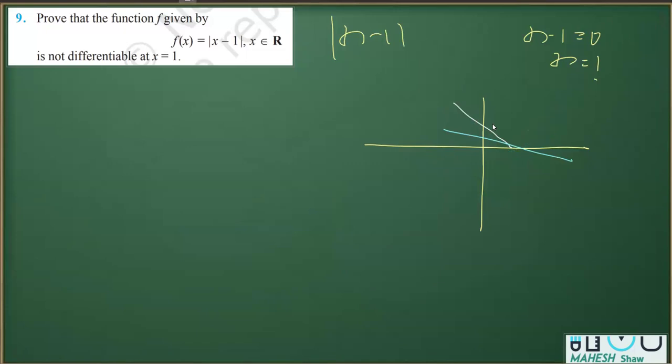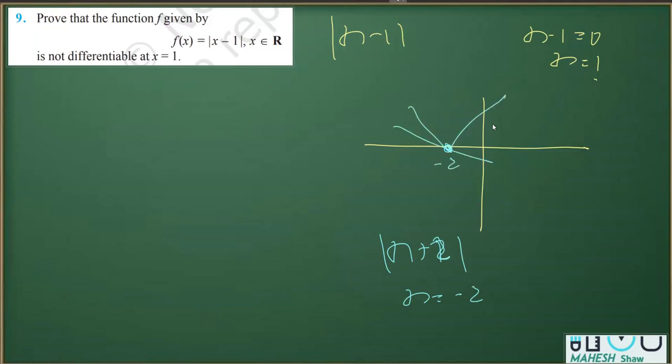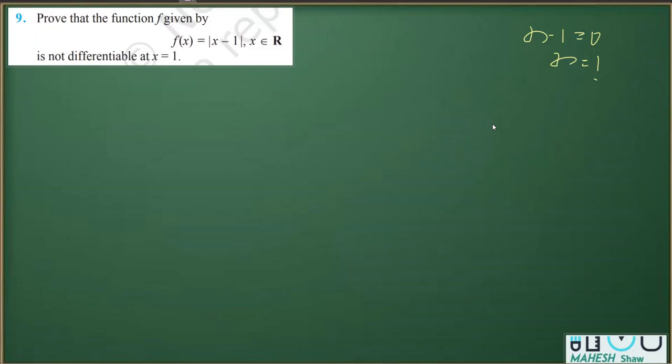We can do more examples. Let's say, for example, if I write modulus x + 2, then x = -2, that means it is not differentiable at this point, that is -2, but otherwise it is differentiable throughout. Moreover, you should also know that a modulus function is continuous throughout, that is, for x in R, it is continuous. But we do not have to show that here using a graph. We have to use the concept that LHD should not be equal to RHD, which is what we have to prove at x = 1.